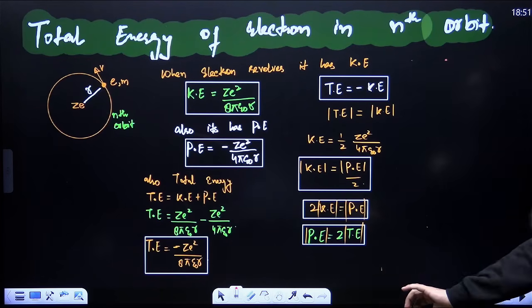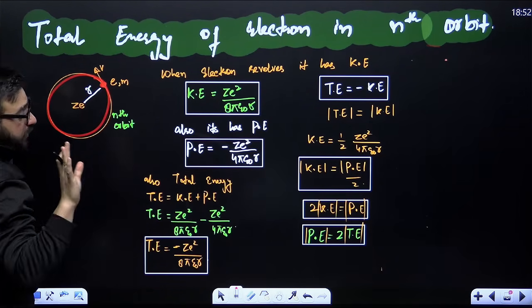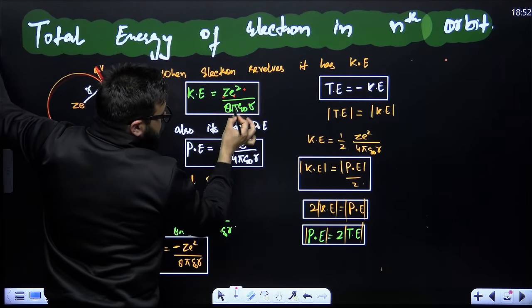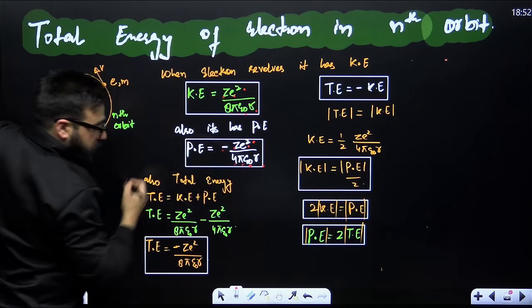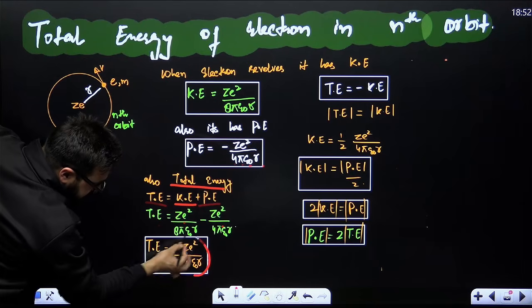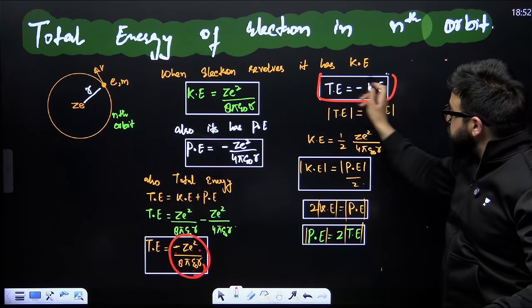Then my dear NEET aspirants, total energy of an electron in the nth orbit. If an electron revolves in the nth orbit, because it has mass and velocity, its kinetic energy will be z e square over 8 pi epsilon naught r. Its potential energy will be minus z e square upon 4 pi epsilon naught r. Total energy is kinetic energy plus potential energy. So if you add these two, it will come out to be minus z e square upon 8 pi epsilon naught r. You can also write total energy is negative of kinetic energy.